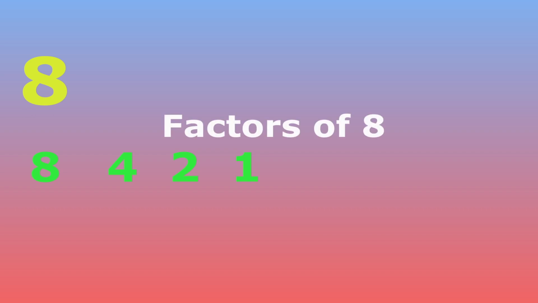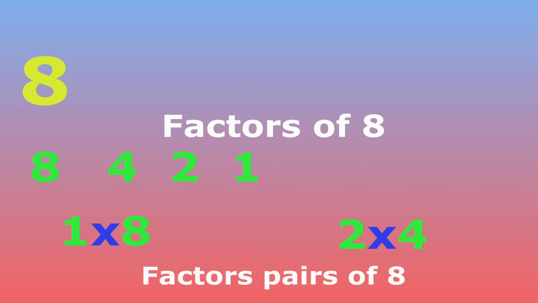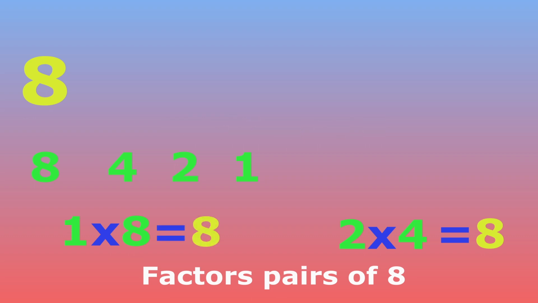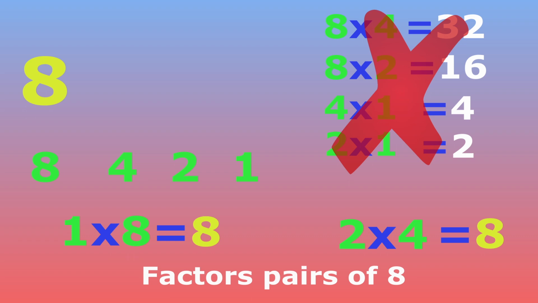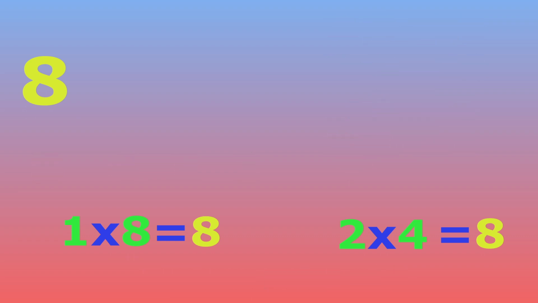Now to factorize the number 8, you need to find pairs of its factors that, when multiplied together, give the number 8. The most obvious pair is 1 times 8, but there's another. You can also use 2 times 4. We call these factor pairs of the number 8. 2 times 4 equals 8, and 1 times 8 equals 8. You have no other factor pairs of 8. 8 times 4 doesn't work, neither does 8 times 2, nor 4 times 1, nor 2 times 1, because their product is not 8. So the factorization of the number 8 with normal numbers looks like this.